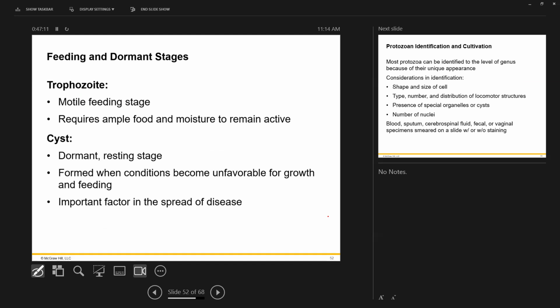So I want to put up here that these guys will, if things are good, be vegetative. Because the protozoa have trophozoites and cysts. These are for protozoa. These are our hardy, dormant, resistant guys. This is when times are rough. When things are good for them, they're good.